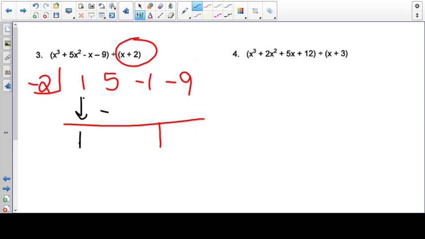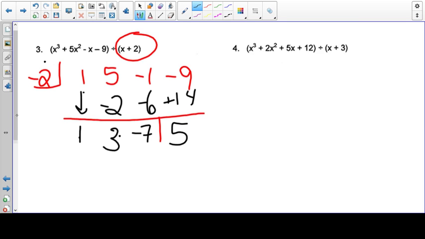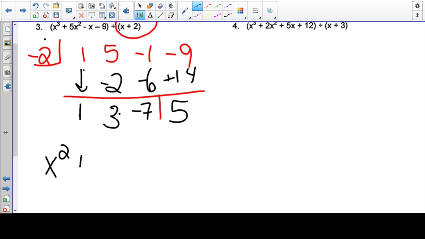1 times negative 2 is negative 2. 5 minus 2 is 3. 3 times negative 2 is negative 6. Negative 1 minus 6 is negative 7. Negative 7 times negative 2 is 14. Negative 9 plus 14 is 5. So my answer is x squared plus 3x minus 7, with a remainder of 5.